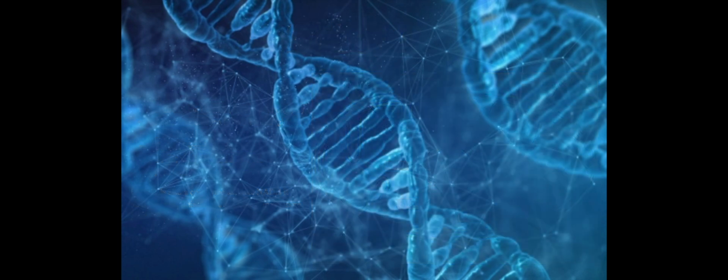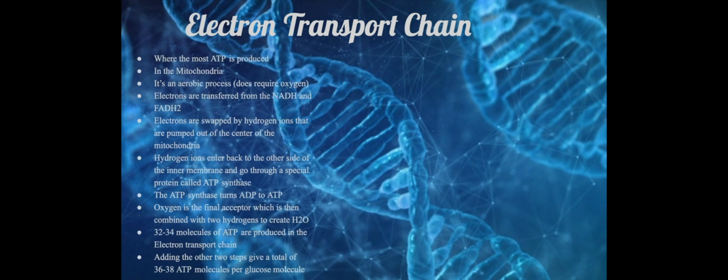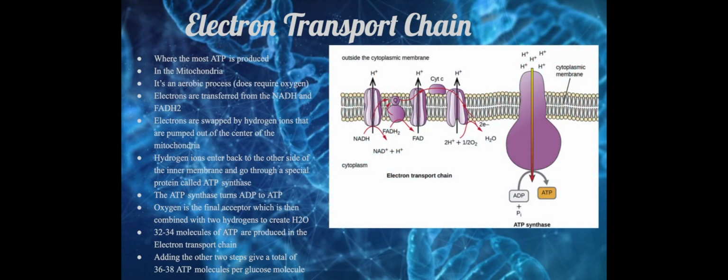And finally, the third stage, the electron transport chain. This is where the most ATP is produced, and like the Krebs cycle or the citric acid cycle, it is in the mitochondria and it is an aerobic process, so oxygen is required.